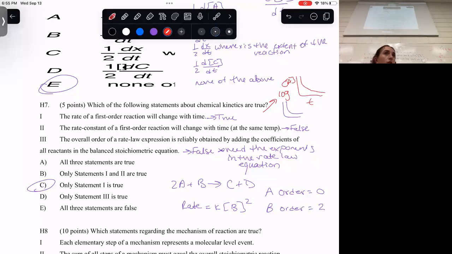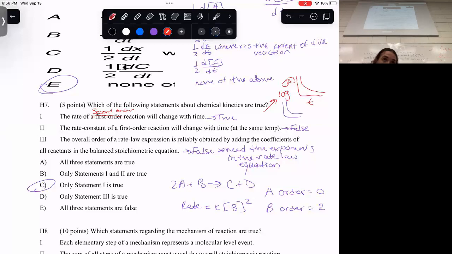Say it again. It would, yes, if this was second order, it's still a true statement because we're still dependent on that concentration. Yep, but if it was a zeroth order reaction, then this statement would be false. But then the temp one, that's just always false.